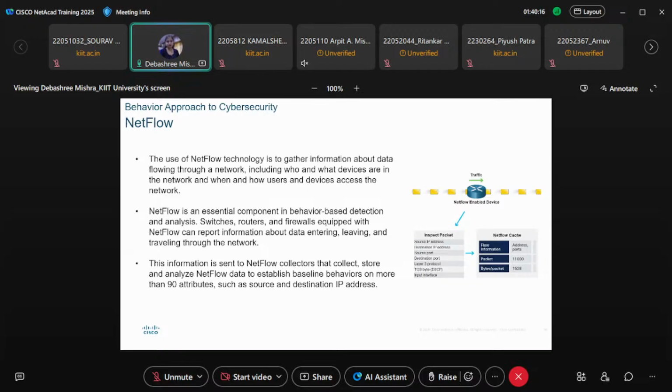More than 90 attributes will be used, such as your destination IP address or source IP address. These are the details they will be taking into consideration. Like you can check the ingress packet: destination IP, source IP, port number, destination port number, layer 3 protocol. Every one of these details they will be checking.